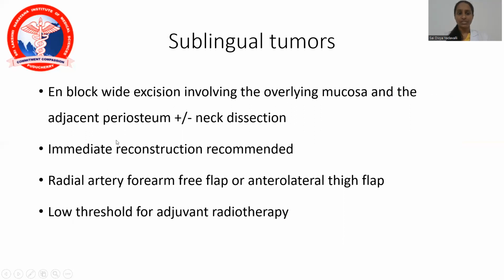In sublingual tumors, en bloc wide dissection involving the overlying mucosa and adjacent periosteum should be performed. And if there are neck nodes, lymph node dissection may be required. Immediate reconstruction is recommended in these patients. Reconstruction can be performed by flap procedures that may include a radial artery forearm flap or an anterolateral thigh flap. In sublingual tumors, which have a high incidence of malignant tumors, the threshold for adjuvant radiotherapy should be low.